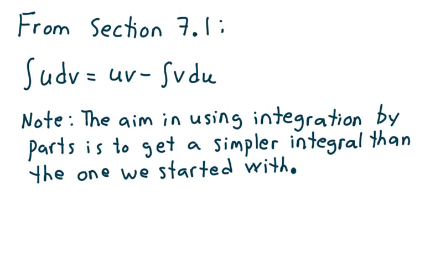This is a video from section 7.1. It's on integration by parts. The formula says the integral of u dv is equal to uv minus the integral of v du.